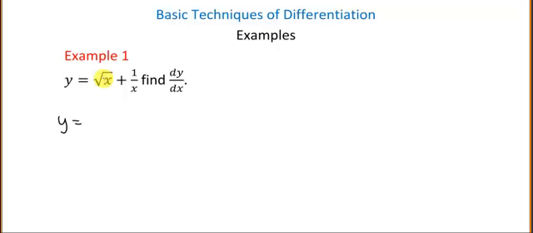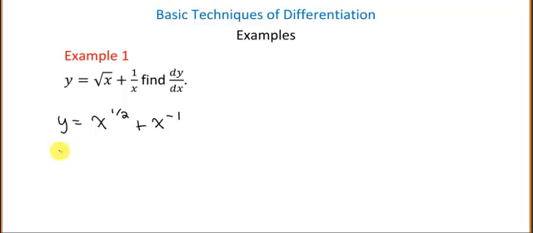So we have the square root of x. Well, the square root of x is really x raised to the power 1/2. All right, plus we have 1 over x. Notice that's x to the first in the denominator, but again, the power rule deals with powers on variables in the numerator, so we'd have to rewrite this as x to the negative 1.